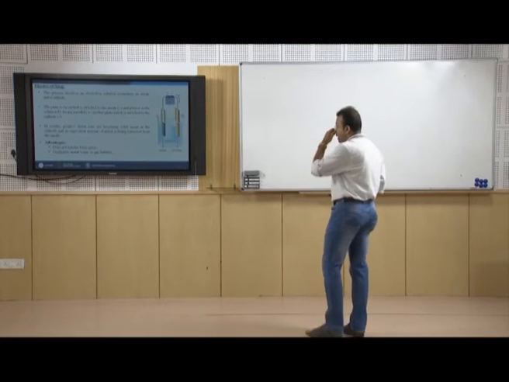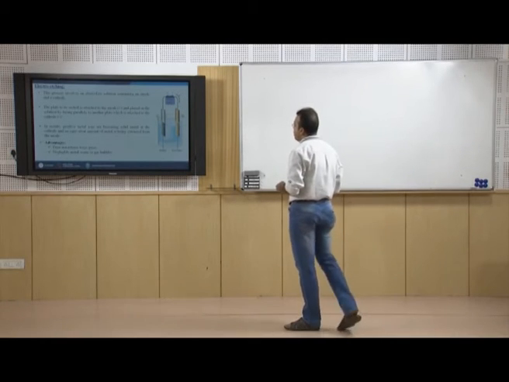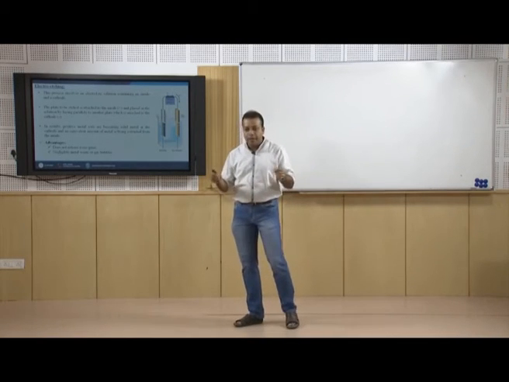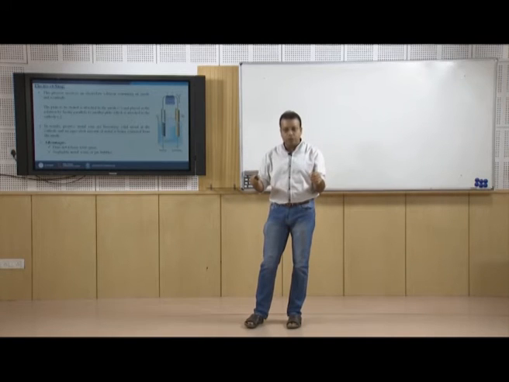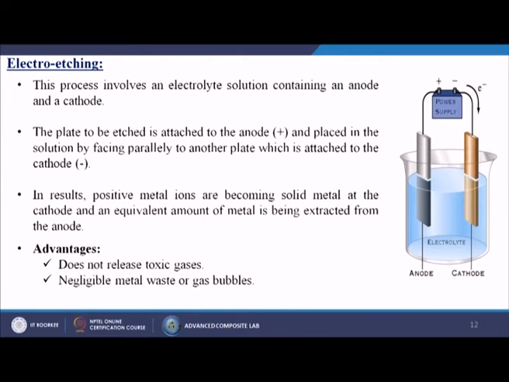Then the next one is called electro etching. This process involves an electrolyte solution containing an anode and cathode. Simply, you have to dip your material into some electrolyte solution. Then the plate to be etched is attached to the anode, that means the plus side, and placed in the solution facing parallel to another plate which is attached to the cathode. So, here is your material and here is another material.